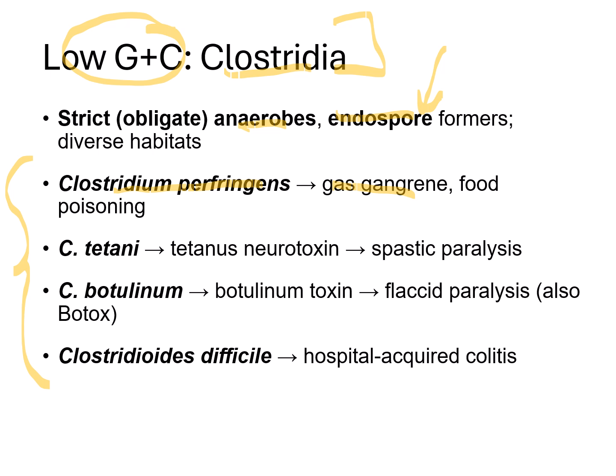We also have another example here, Clostridium tetani, which causes tetanus, and it produces a tetanus neurotoxin that prevents the antagonistic muscle from relaxing when you're contracting the agonist muscle. And this leads to spastic paralysis, so basically uncontrolled muscle contraction.